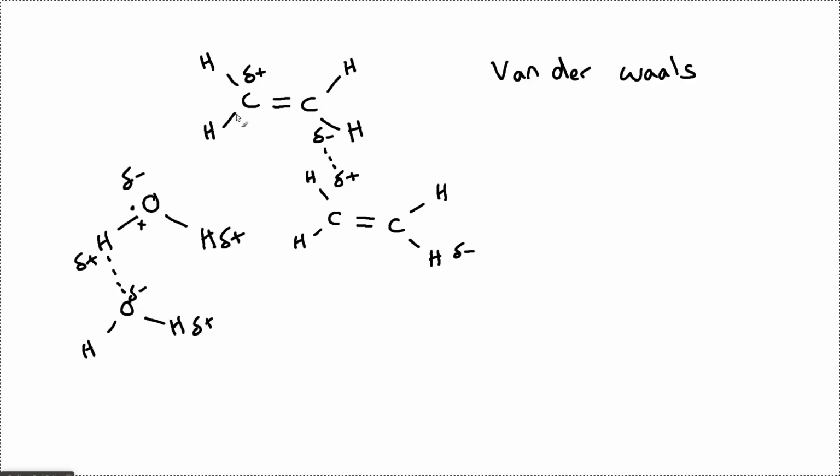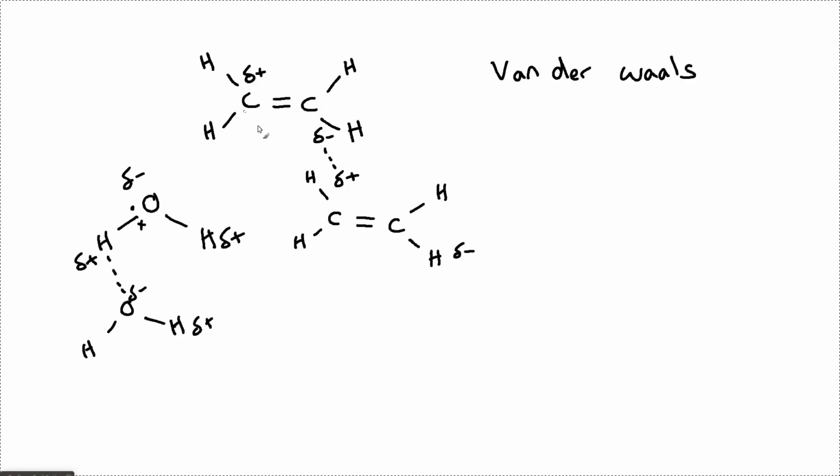Now, if ethene is going to dissolve in water, it would have to get in between the attraction between these water molecules. But this permanent dipole attraction is so strong that these ethene molecules are not going to be able to break into that. And so ethene won't mix with water. It just won't be able to disturb these much stronger bonds that exist between the water molecules.